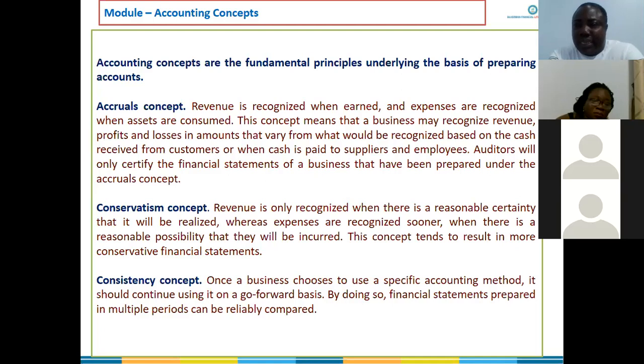You must be consistent: choose one method, and then you should not change. Maybe this January you are using one method, then in February you are using a different method, and in March a different method again. No. If you do that, you will find the accounts changing, and then you cannot compare the accounts effectively, and the accounts cannot be reliable because there are inconsistencies in the reporting. This is what we call the consistency concept in accounting.